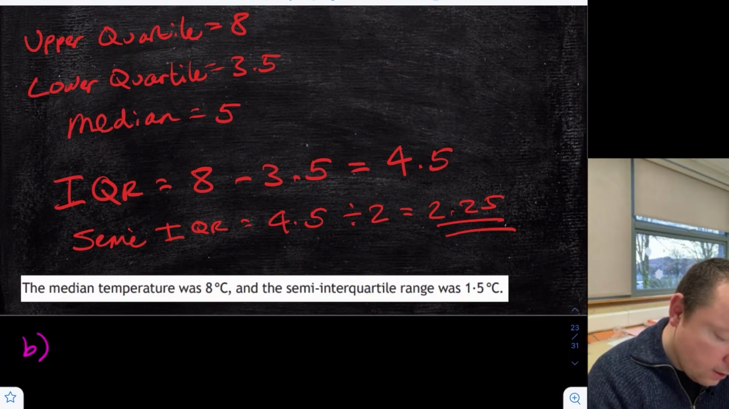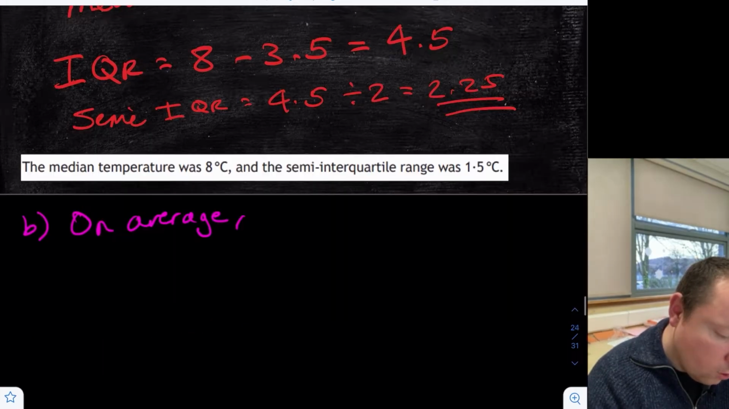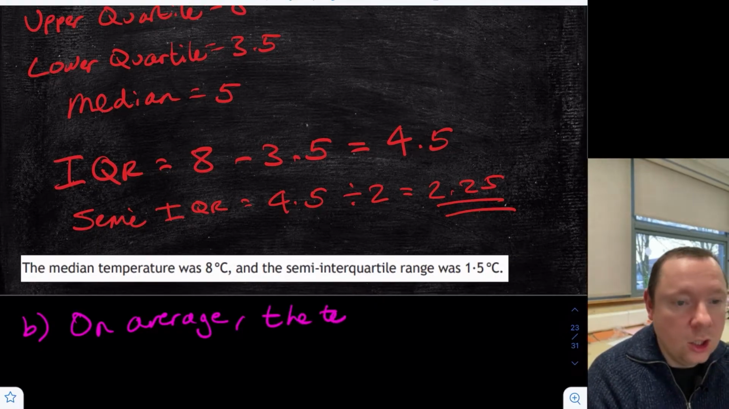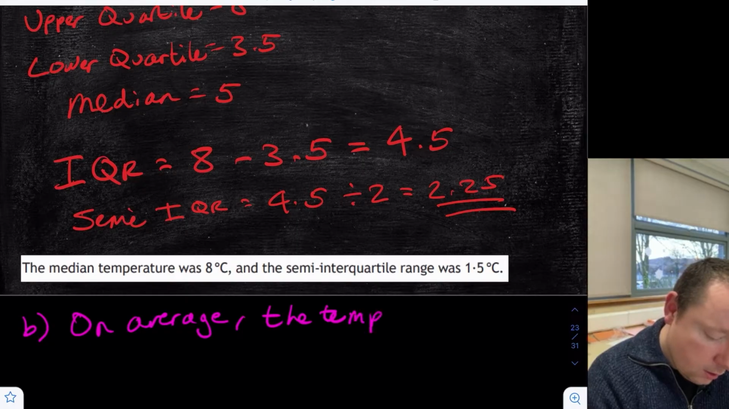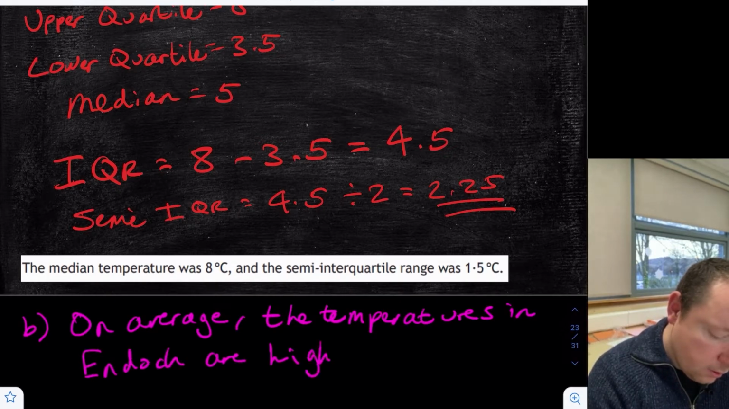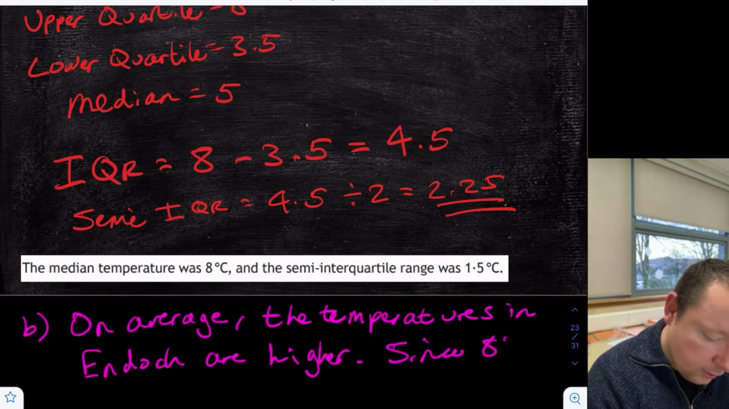Part B, on average. Our median in Grantford was 5, but in NDOC is 8. On average, the temperatures in NDOC are higher, since 8 degrees C is bigger than 5 degrees C.